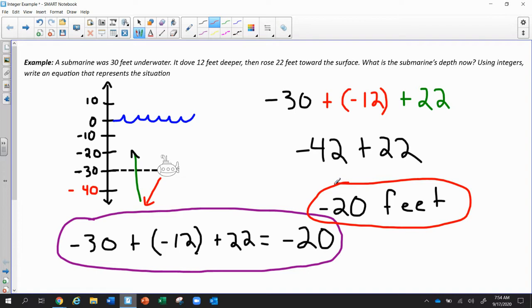And hopefully you're realizing that it's just like we're adding and subtracting regular whole numbers. We just have to realize what side of 0 we're on and which direction we're moving. So drawing the pictures, using models, using math symbols, equations, we are solving this problem.